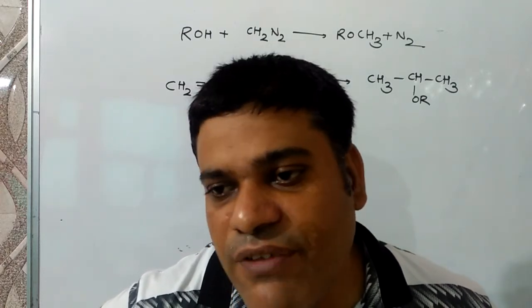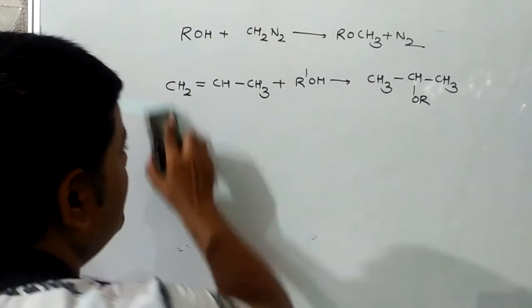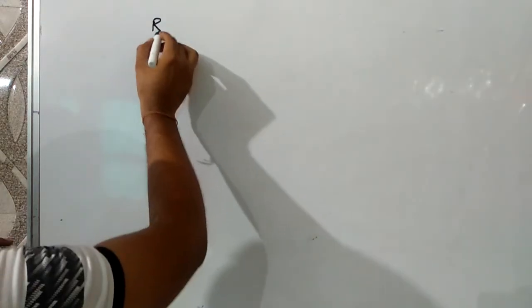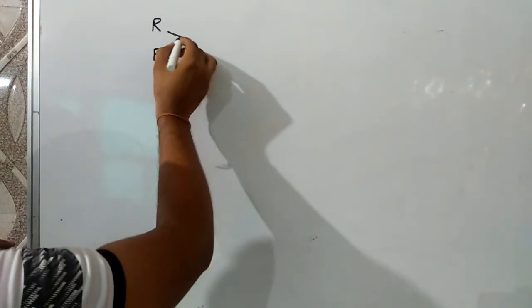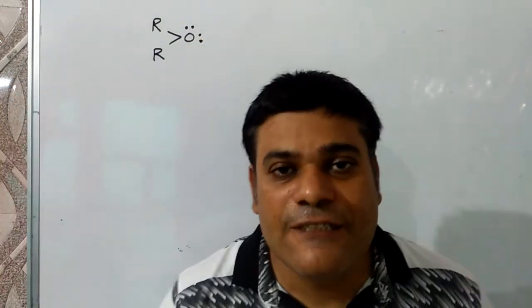After this, we have to discuss the chemical properties of ether, and the first property is Lewis basic character. As ethers have a lone pair of electrons on the oxygen atom, they can act as Lewis bases.